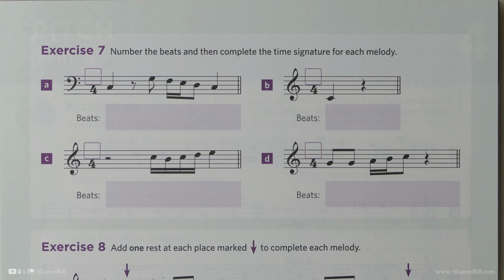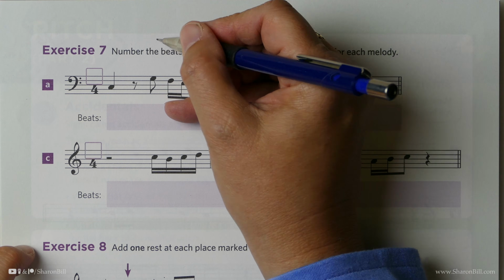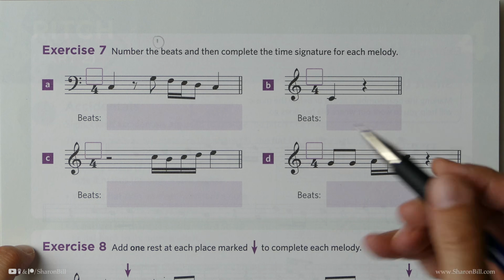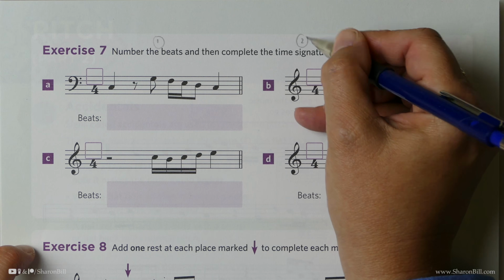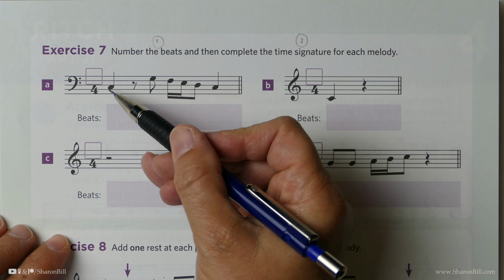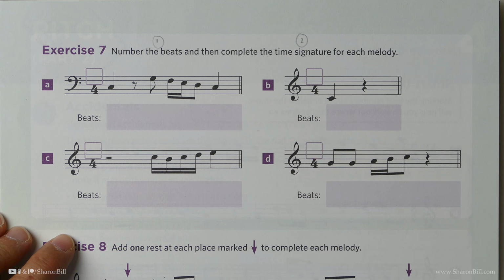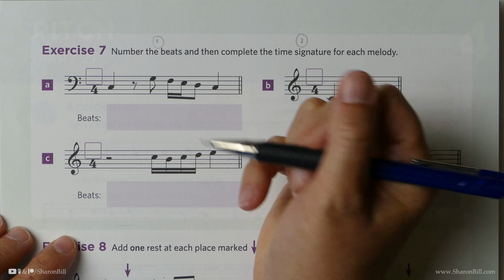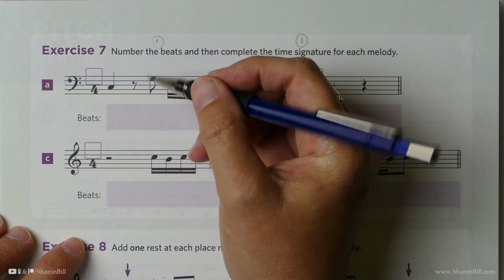We're continuing to look at combinations of notes and rests as we look at page 17 of Grade 1 Discovering Music Theory. And as we move on to exercise 7, we are asked to number the beats. So we've got a couple of things to do. First job is to number the beats and then complete the time signature for the melody. And so we're going to have to count rests as well as notes because the bar all adds up, including everything. And so let's just work out how many beats we've got in this bar first of all.